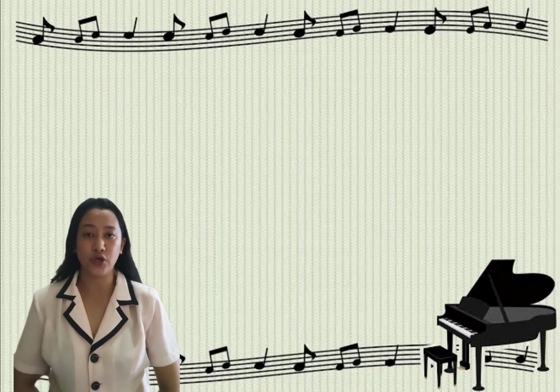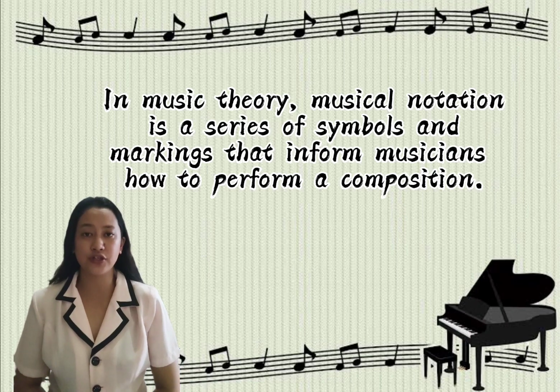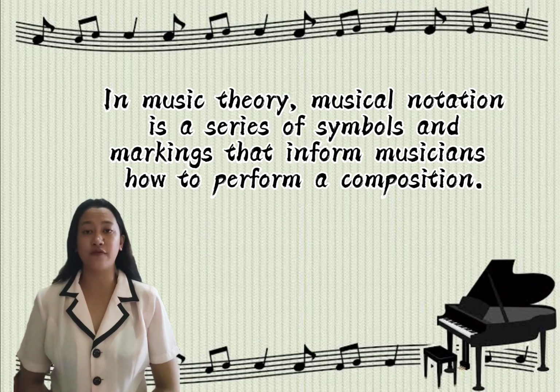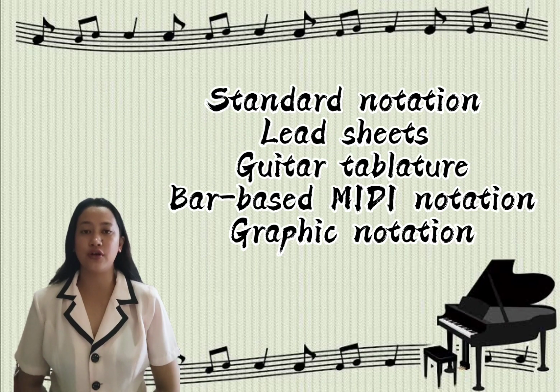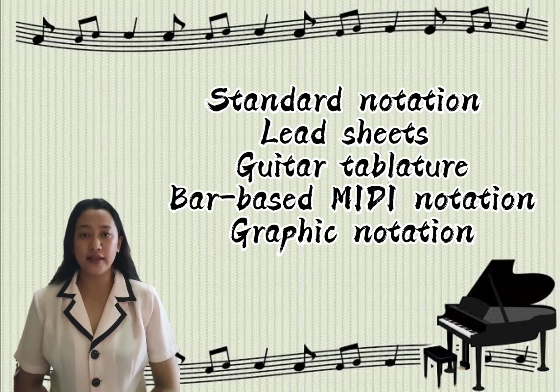What is musical notation? In music theory, musical notation is a series of symbols and markings that inform musicians how to perform a composition. It can take many forms: standard notation on a 5-line musical staff, lead sheets with a melody written on a 5-line staff and chords written using a letter and number-based notation, guitar tablature, bar-based MIDI notation, which typically only appears on a computer screen, and graphic notation that blends standard notation with illustrations.